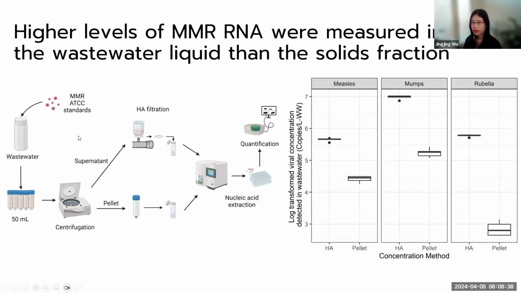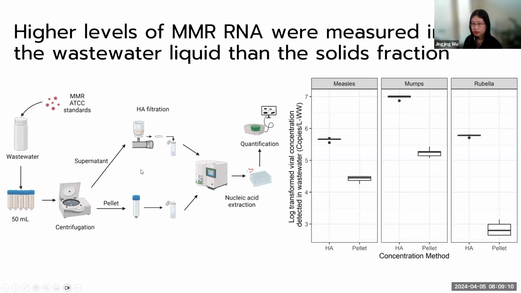First, we compare the MMR RNA abundance in wastewater liquid and solid fractions. The process is shown here. The ATCC standards were spiked into raw wastewater from wastewater treatment plants in Houston, and the samples were allocated into 50 milliliter Falcon tubes. So we have 5 replicates for each measurement. After the centrifugation, the supernatant and the pellets were processed separately.